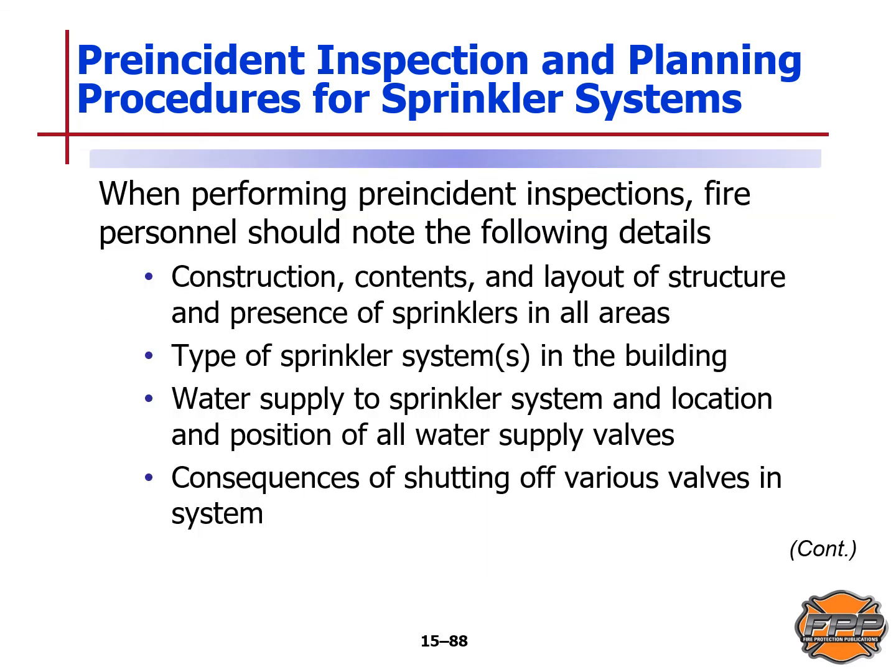When performing pre-incident inspections, fire personnel should note the following details: construction, contents, and layout of the structure; presence of sprinklers in all areas; the types of sprinkler systems in the building; the water supply to the sprinkler system; and the location and position of all water supply valves. The consequences of shutting off various valves in the system can be detrimental.